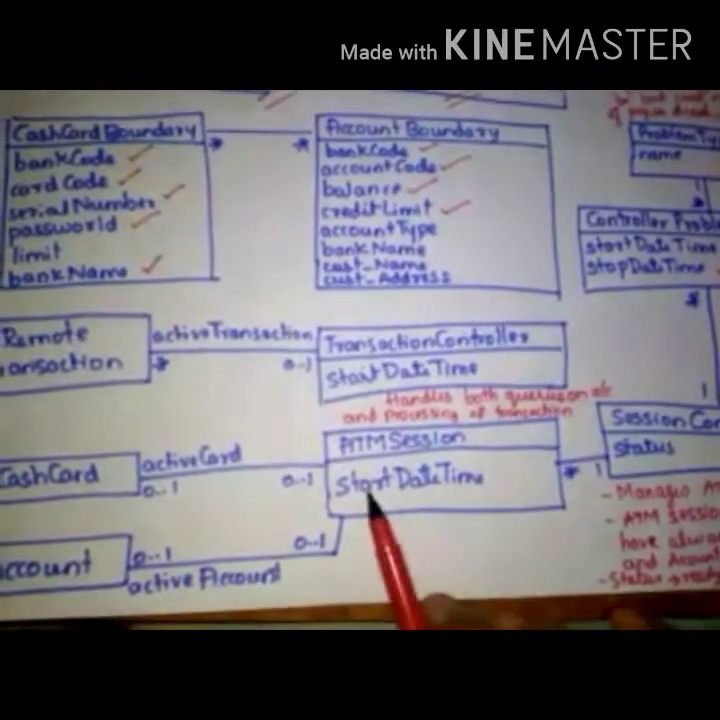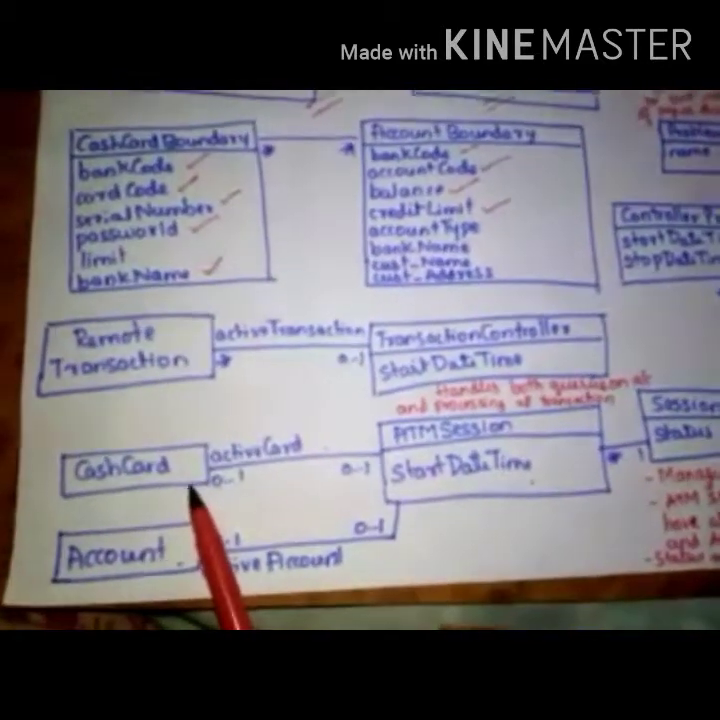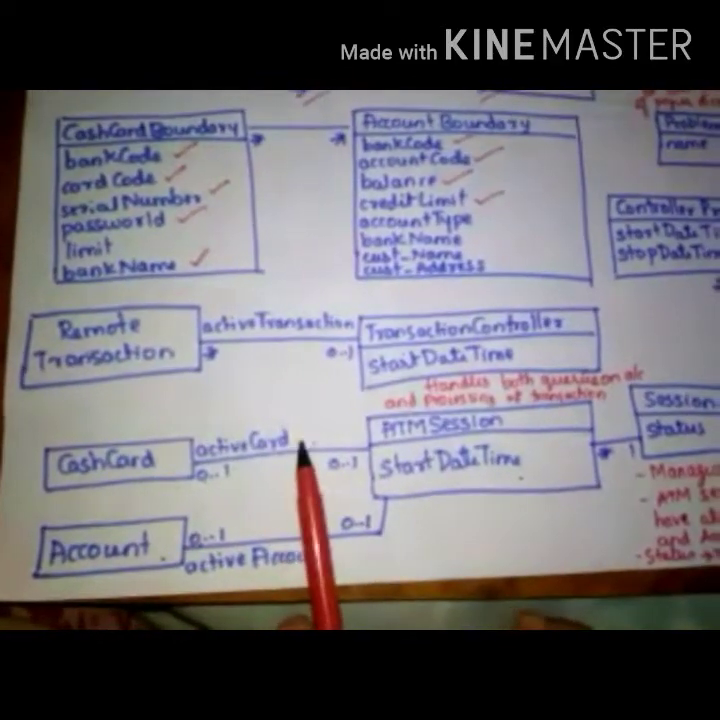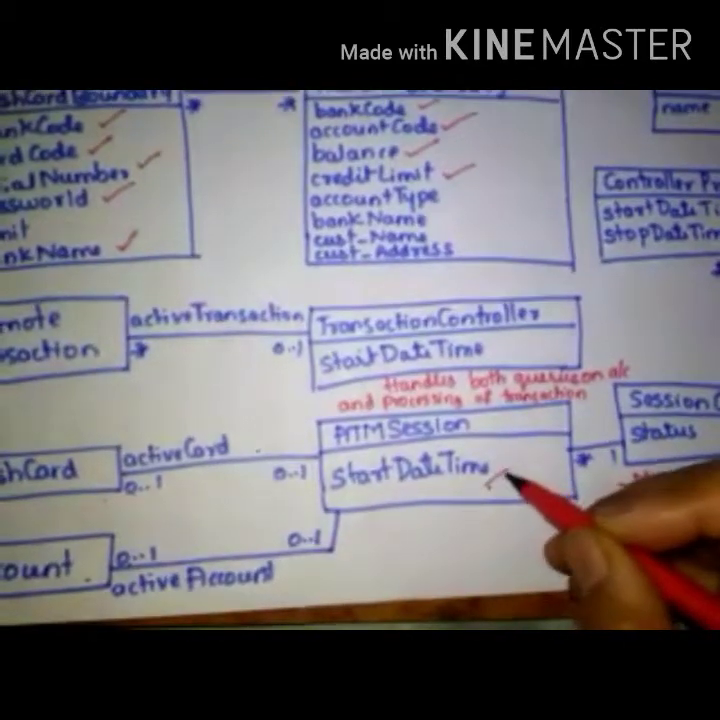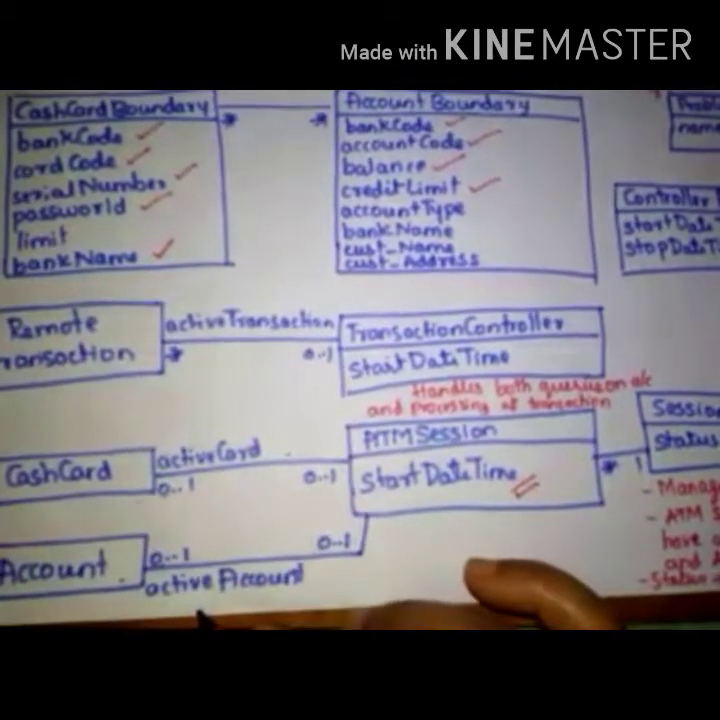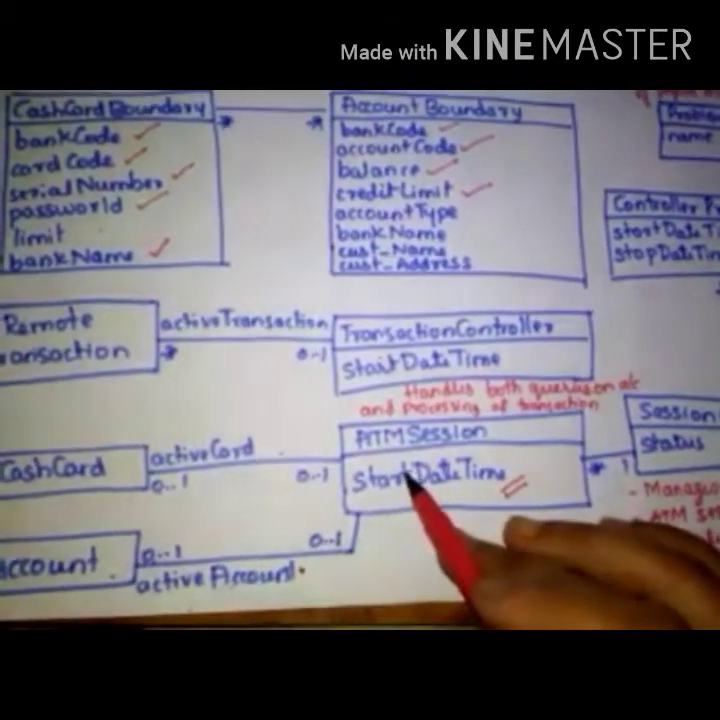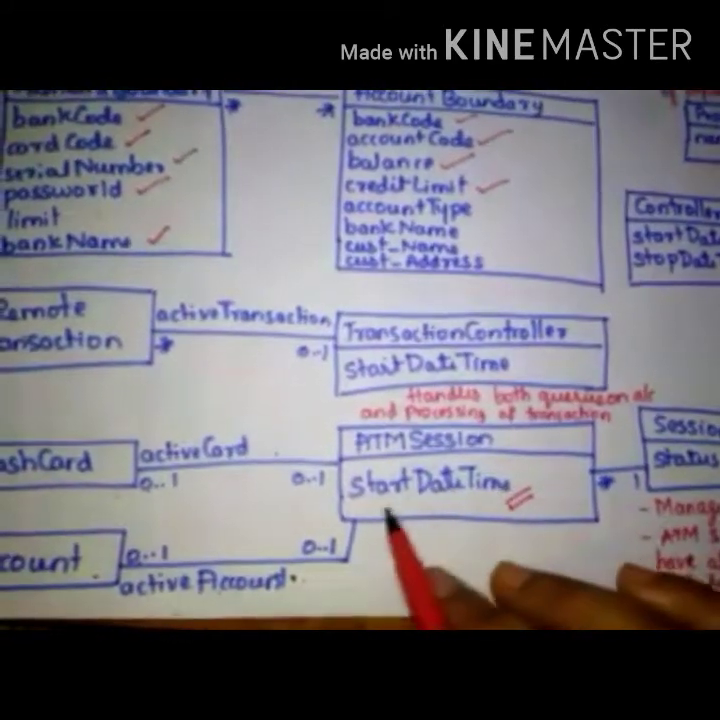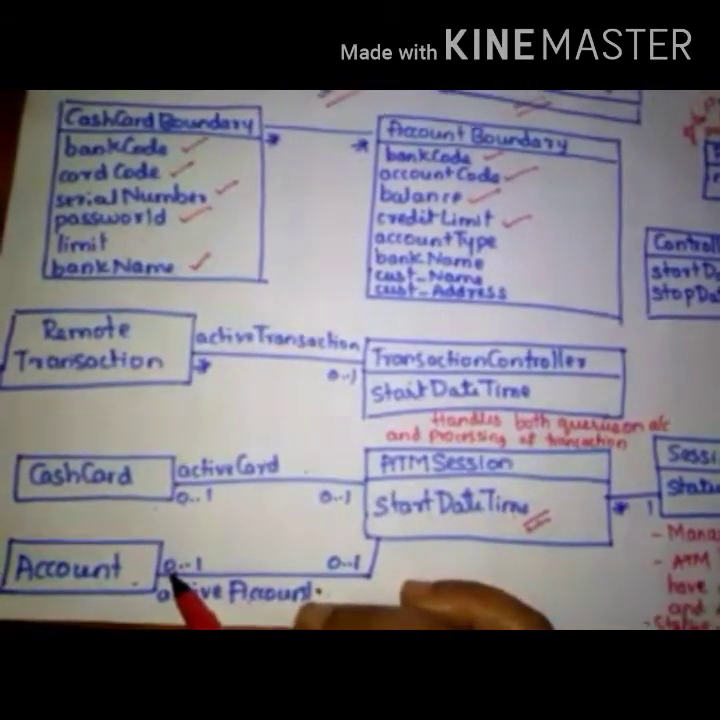An ATM session will happen on a particular time and date, right? The customer has inserted a card which is an active one, right? And an ATM session is started on a particular date and time. Okay, this card is associated to some particular account in the bank. So the transaction is happening here also. It has its own start date and time. Now the same start date and time is for the cash card and the account, right?